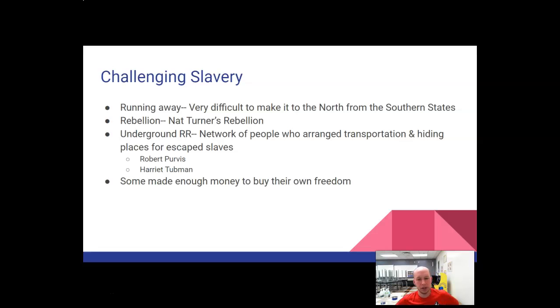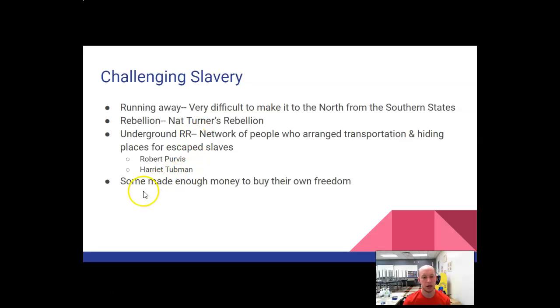Now, the Underground Railroad, this is one that's actually going to come up in our third unit, the last part of the Civil War that we're going to look at. But the Underground Railroad was a network of people who arranged transportation and hiding places for escaped slaves. So it wasn't necessarily like an actual railroad, but it was a way for people to escape slavery. Robert Purvis and Harriet Tubman, you probably recognize, are two of the most famous people that worked on the Underground Railroad. It's something that we're going to have a chance to study later. But it was really one way for slaves to escape.